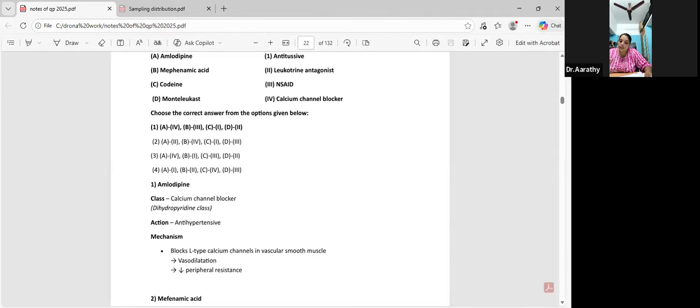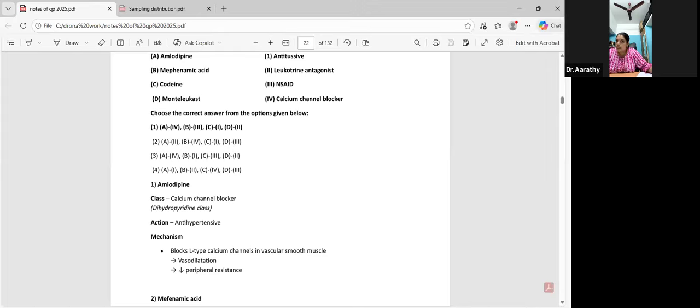Apart from these, there are other groups of BP-reducing medicines like alpha blockers, central agonists, vasodilators, direct renin inhibitors, etc. Okay. So we'll move on to the next one, mefenamic acid. Mefenamic acid, I'm very sure that most of you might have heard of ibuprofen.